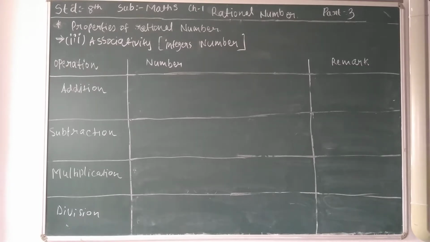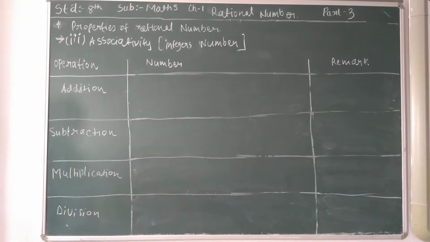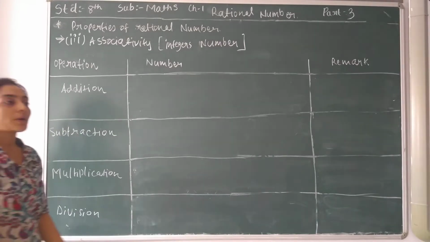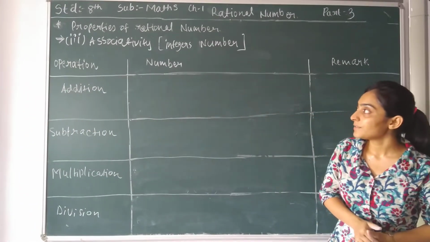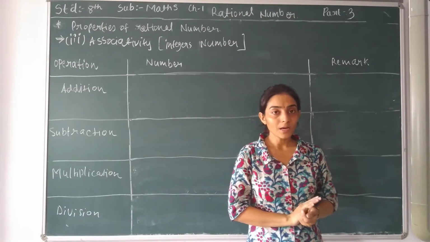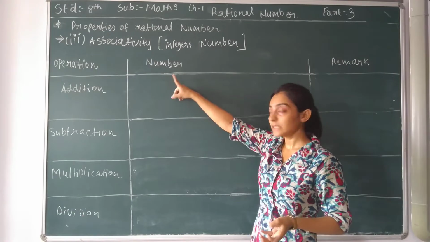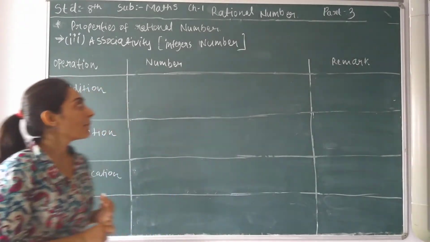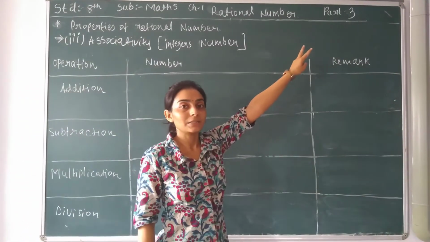Okay. Now, properties of rational numbers: associativity of integers. In the previous video, we learned about associativity of whole numbers. Now we are going to talk about associativity of integers. Standard 8, subject maths, chapter number 1, rational numbers, part 3.